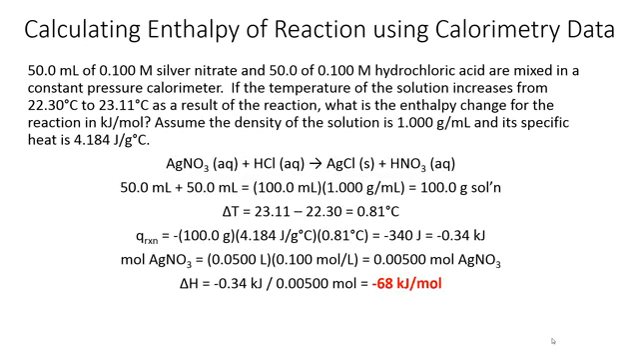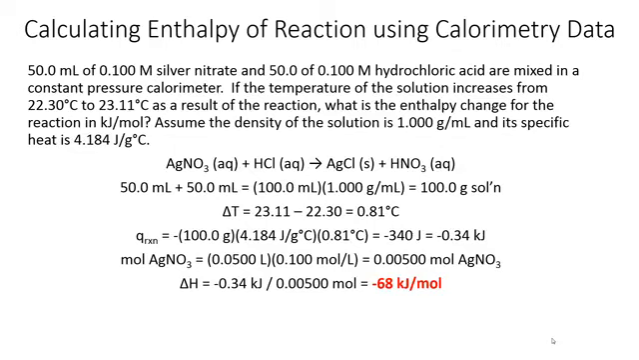The second thing that we need to do is calculate Q solution. To calculate Q solution, we need the mass, the specific heat, and the delta T. To calculate the mass of solution, we must convert the volume of solution to the mass using density. Before we can do that, however, we need the total volume of solution. In other words, we're going to take 50 milliliters of AgNO3 plus 50 milliliters of hydrochloric acid. We're going to get a total volume of 100 milliliters. 100 milliliters times 1.000 grams per milliliter, in other words, times the density, tells us that our solution has a total mass of 100 grams.